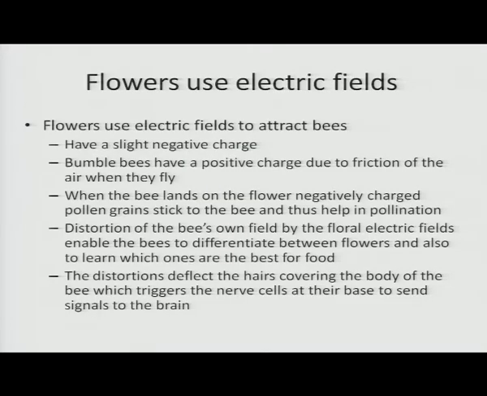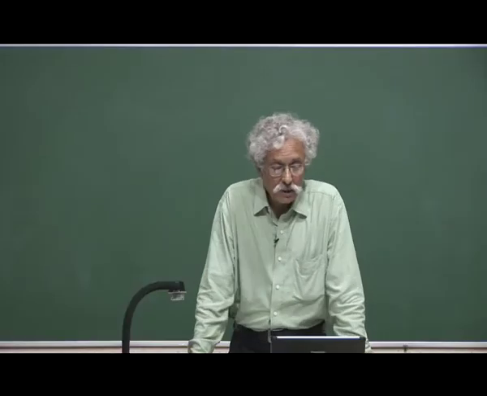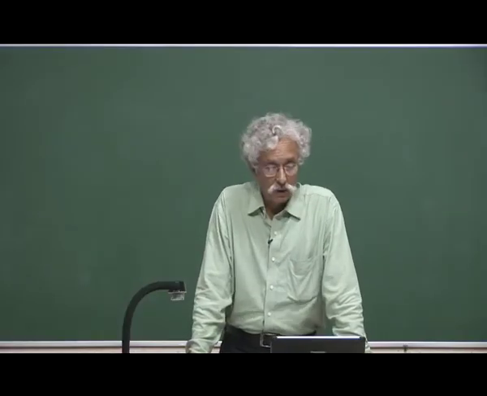So, research has shown that flowers have a small negative charge on them, and when bees are flying, they are stroking their wings, and this through friction gives them a small positive charge. So, the bees have a small positive charge, the flowers have a slight negative charge. So, as the bee flies towards the flower, it senses this electric field, because the electric field actually affects the hair on its body, and that results in the bee sensing the electric field.